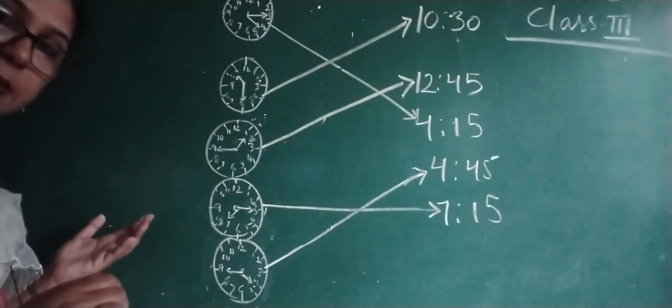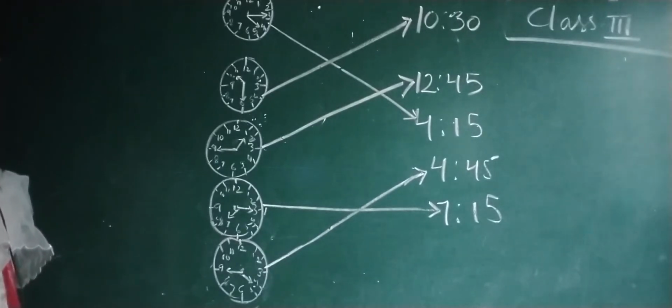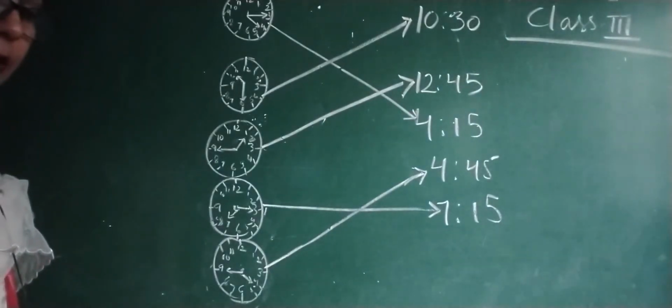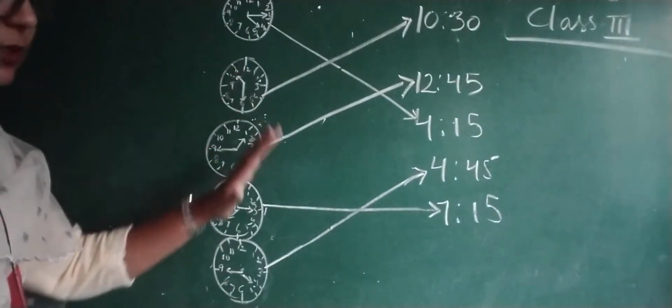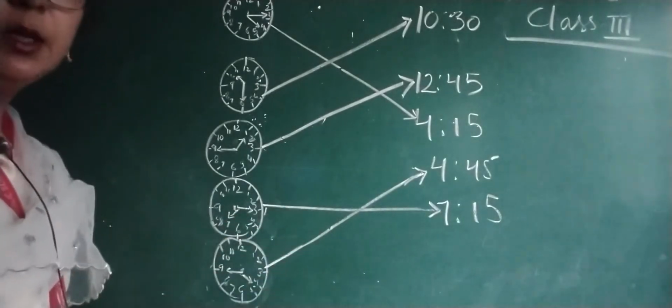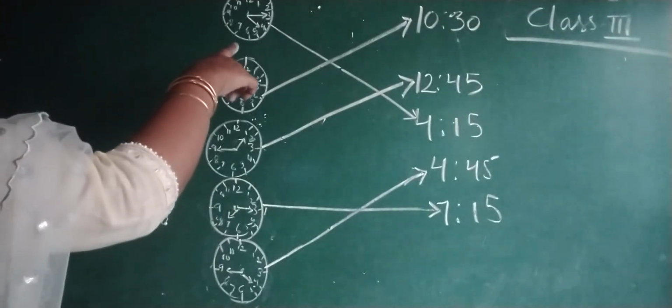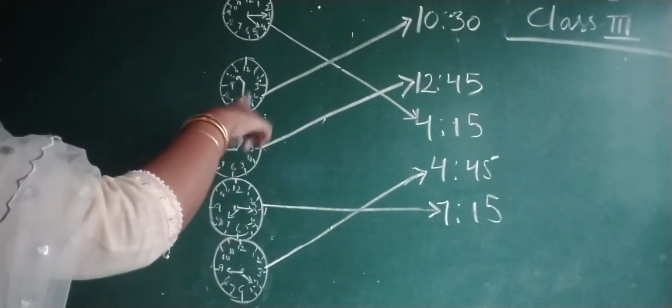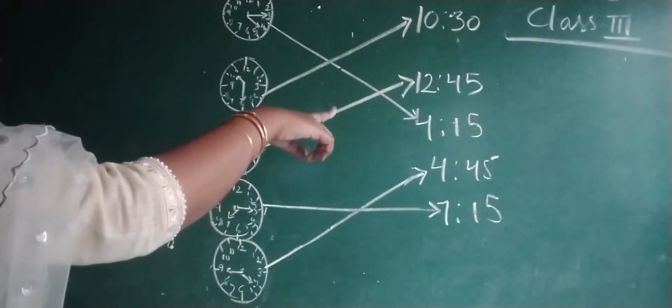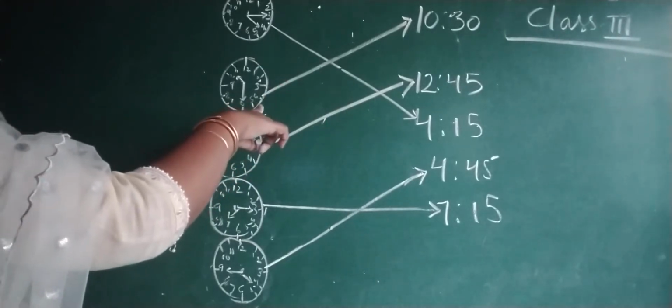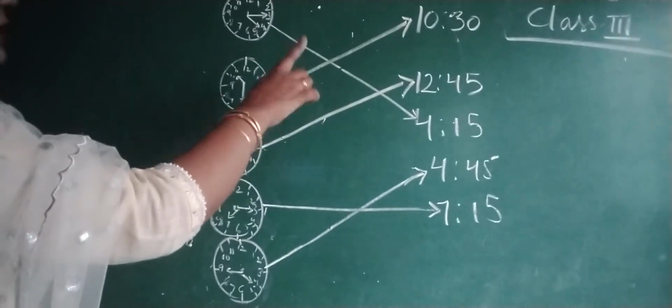You just complete it. Now all the clocks I have shown and everything is drawn over here. So you just complete it. Now the first clock is showing 4:15, that is quarter past 4. Now this is showing 10:30, it means half past 10.